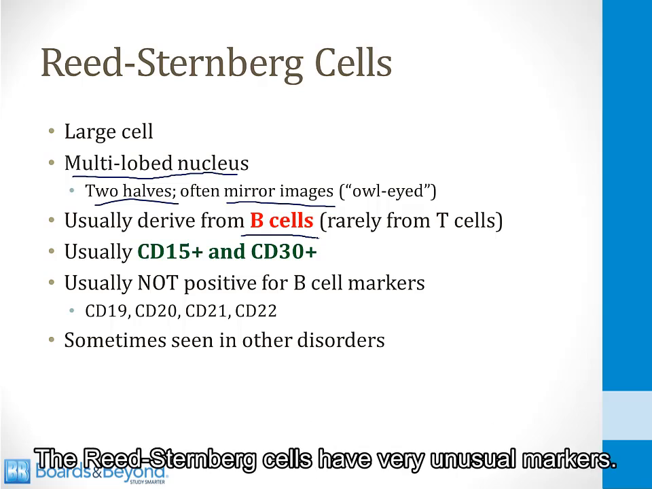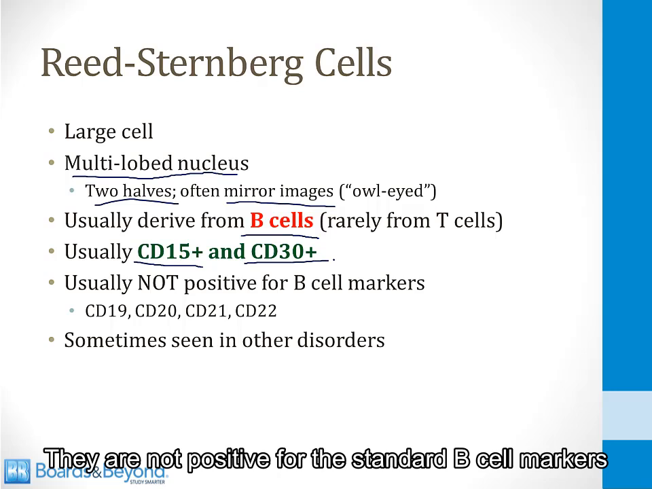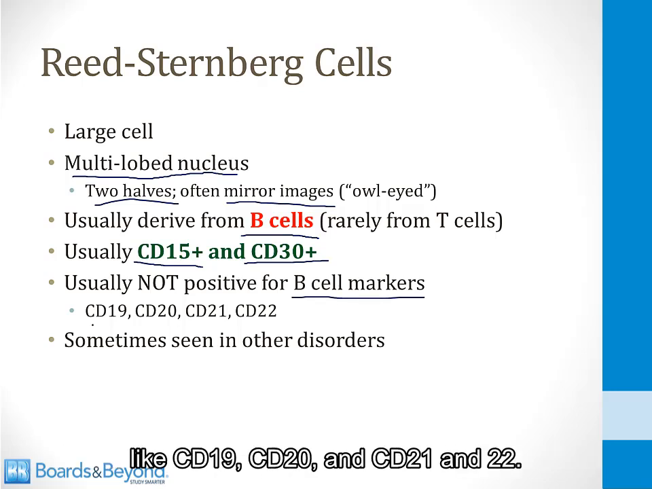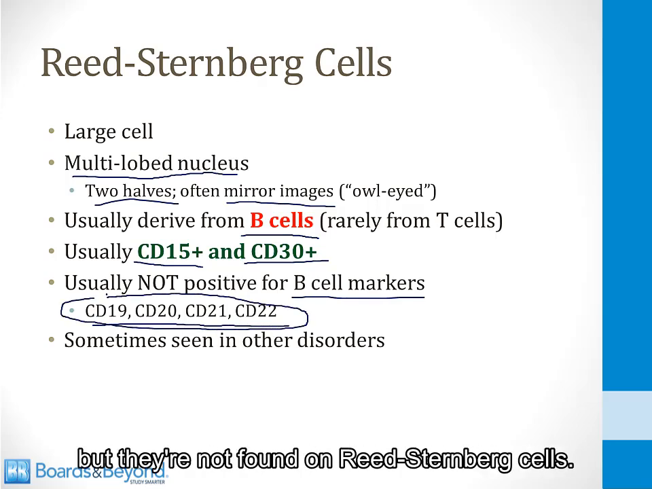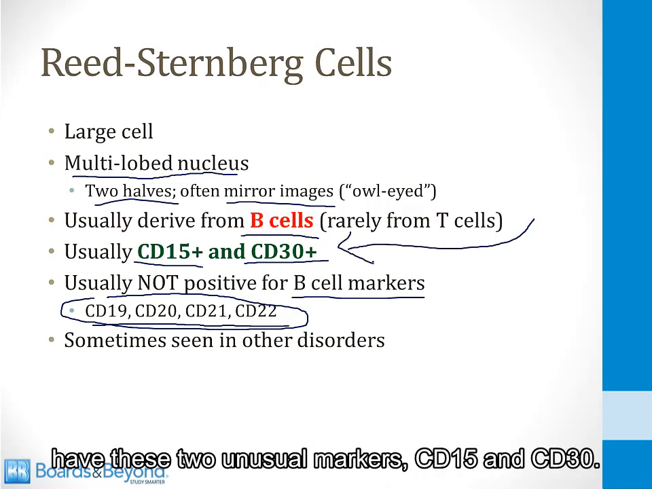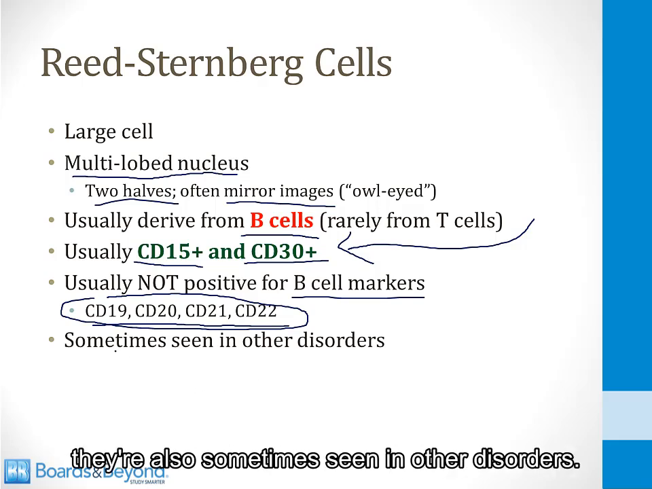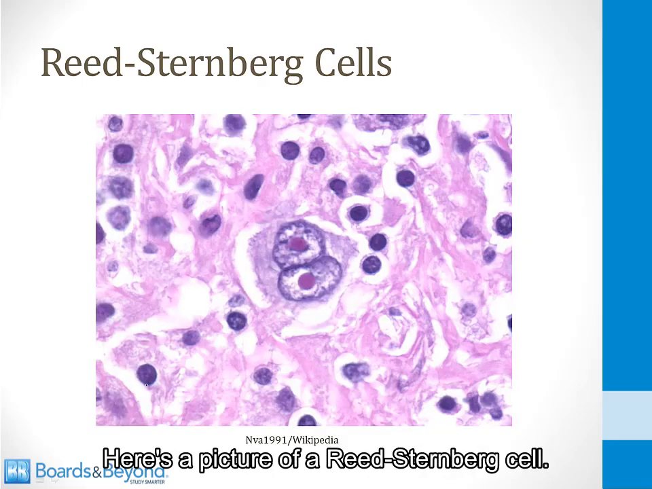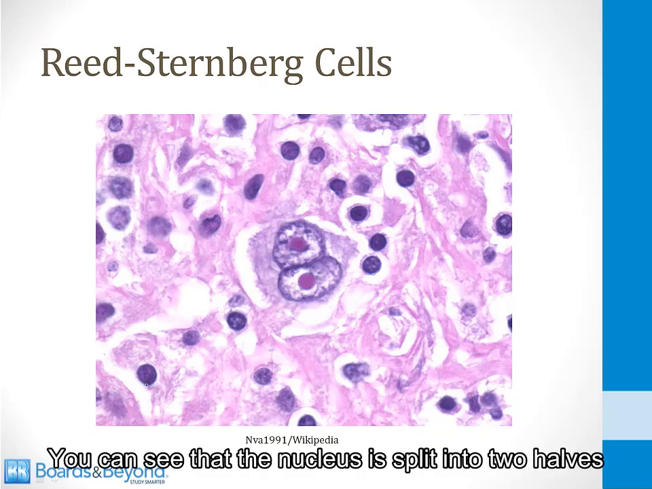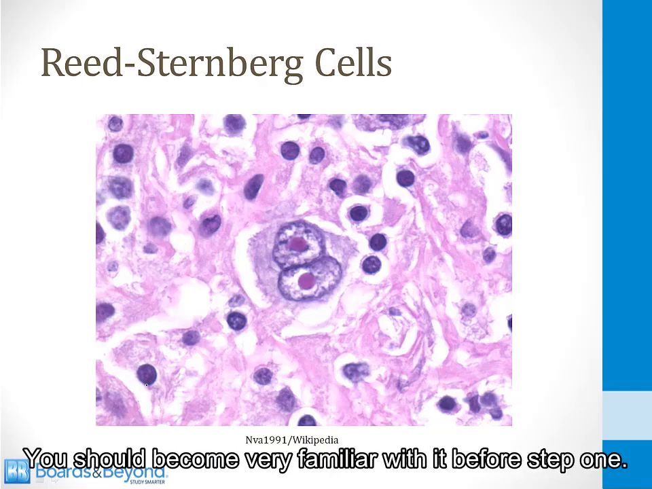The Reed-Sternberg cells have very unusual markers. They are positive for CD15 and CD30. They are not positive for the standard B cell markers like CD19, CD20, and CD21 and 22. These markers are found on normal B cells, but they're not found on Reed-Sternberg cells. Instead, Reed-Sternberg cells have these two unusual markers, CD15 and CD30. And although Reed-Sternberg cells are the hallmark of Hodgkin lymphoma, they're also sometimes seen in other disorders. Here's a picture of a Reed-Sternberg cell. You can see that the nucleus is split into two halves, and it looks like the eyes of an owl. You can find many, many pictures of this in pathology textbooks and online. You should become very familiar with it before step 1.